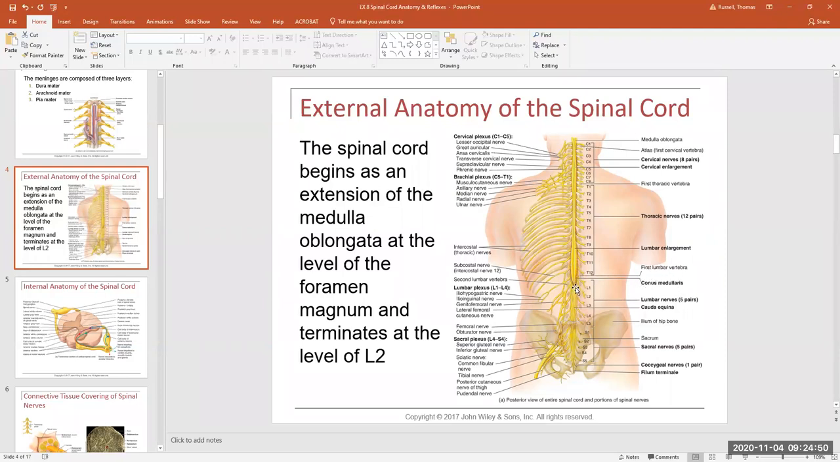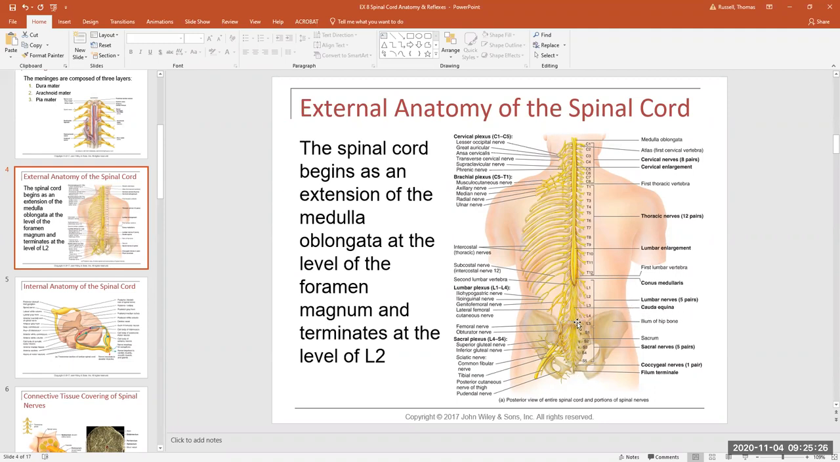And radiating downward from this tip at about L1 to L2, we have these little nerve bands that come down the rest of the spinal column. These nerve bands actually look like hairs on a horse's tail. So we call that the cauda equina. All these nerve fibers that are running down from the conus medullaris are called the cauda equina.